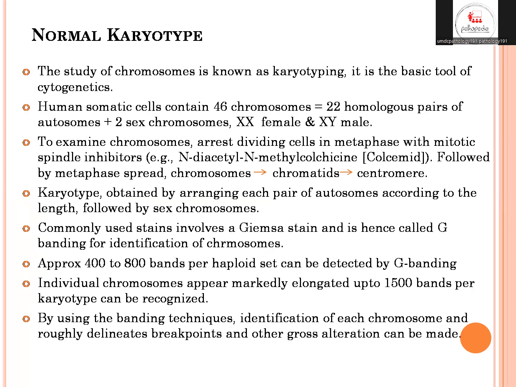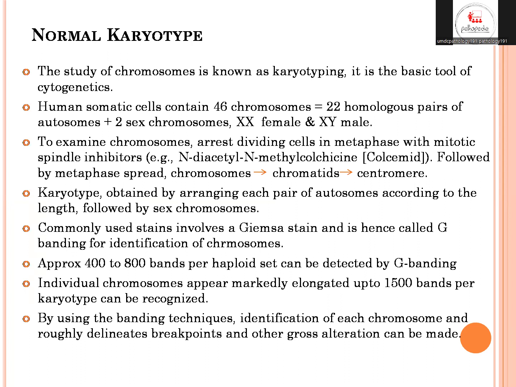What is normal karyotype? It is basically the study of chromosomes, and it is a basic group of cytogenetics. The human somatic cell contains 46 chromosomes: 22 homologous pairs of autosomes, and two sex chromosomes, XX in female and XY in male.